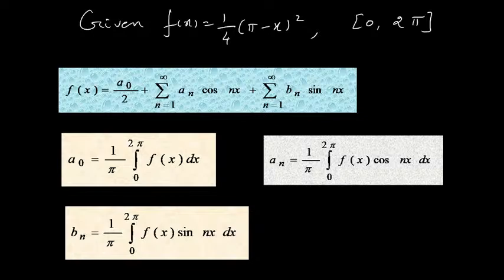So, after calculating all these values, substitute in f of x, we get the Fourier series representation of the given function. So, let me start our calculation. Let me start with the value of a0. For calculating the value of a0 first, you know the formula for calculating a0. a0 is equal to 1 divided by pi integral 0 to 2 pi f of x dx.